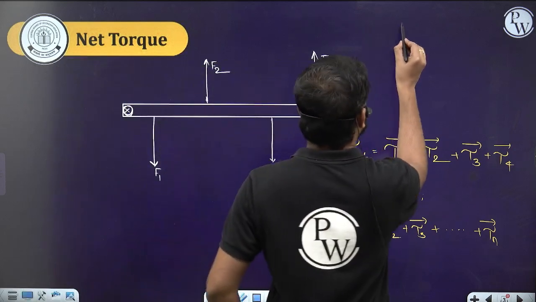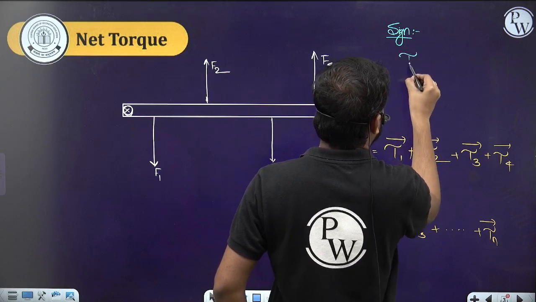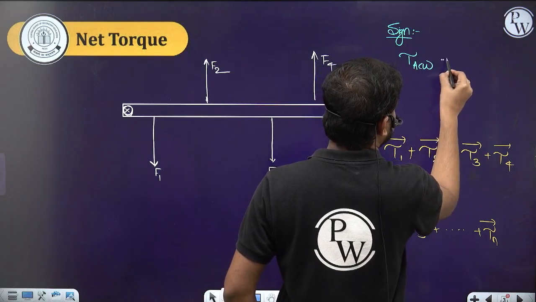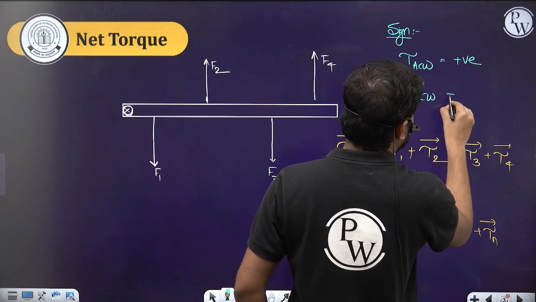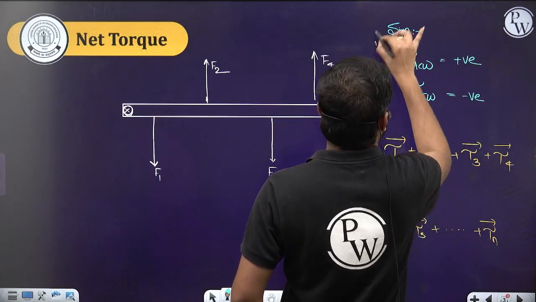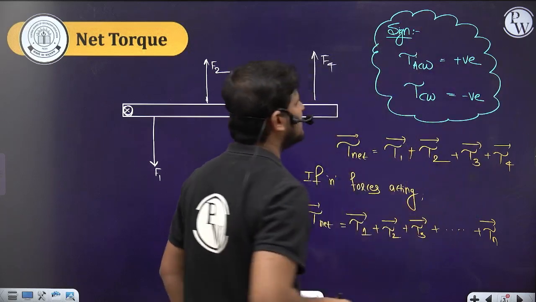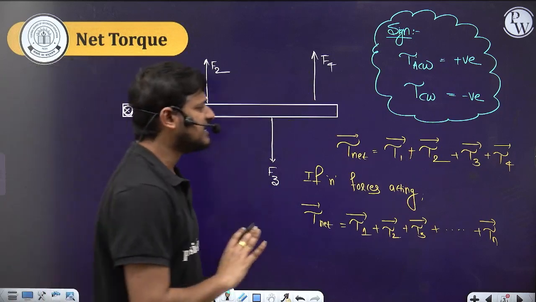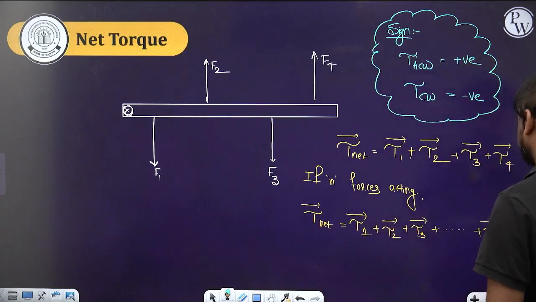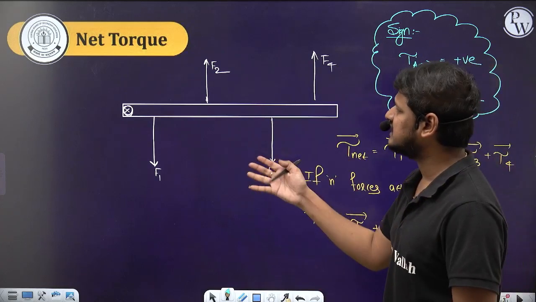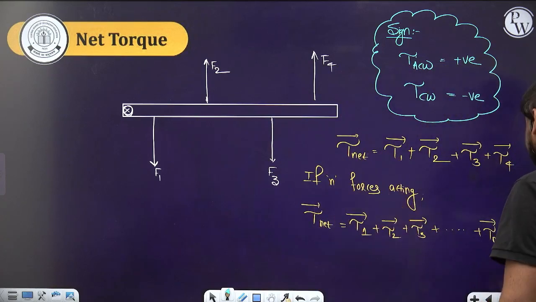For the sign convention, follow this method. The anti-clockwise torque, take it as positive, and the clockwise torque, take it as negative. Clear, guys? Understood this part? Let's go further. We'll solve questions so that you understand how to apply torque on different bodies when different forces act at different places.